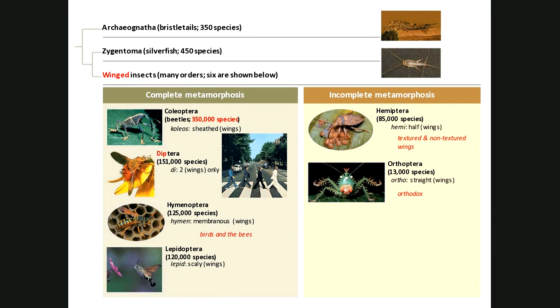So first of all, we look at the winged insects. There are many orders. There's only a half dozen here. The biggest group is going to be the beetles, the Coleoptera, followed right behind that by the Diptera. Now, what I've done is I've tried to put little hints in there to help remember what group these belong to. So the insects with sheathed wings, a sheath is a coleus.